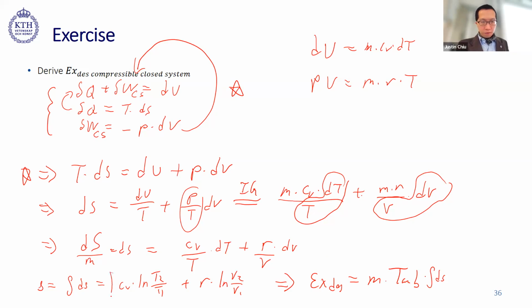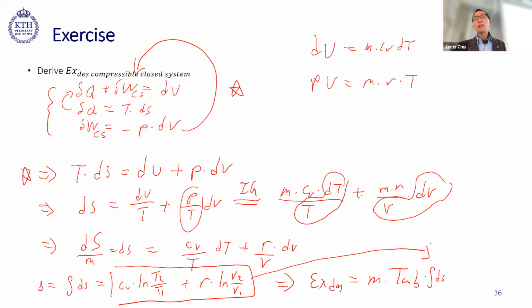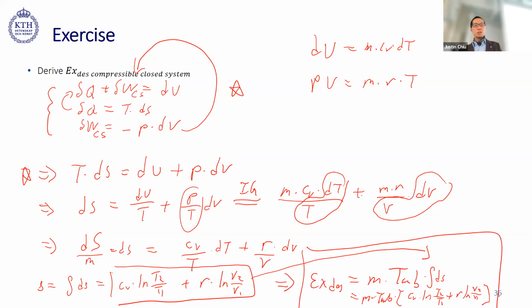So we just replace everything there with the integration of ds. This would give, I don't have enough space, but you know, right? So maybe I can use the space down there: equals mass T ambient times, and then just rewrite everything, Cv log T2 over T1 plus R log V2 over V1, right? And this is the exergy destroyed for a compressible gas in a closed system.